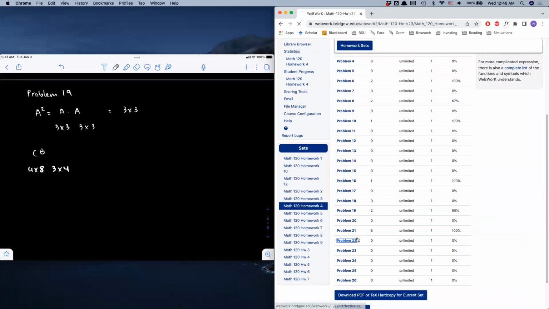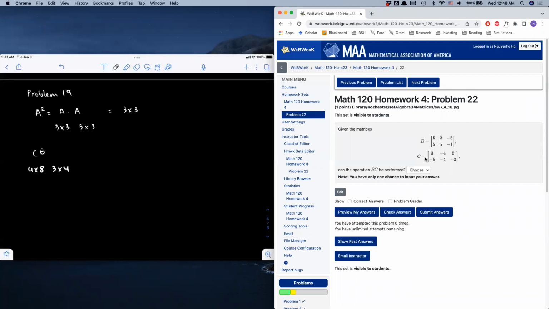Now for problem 22, is it possible to do the calculation? Again, they want you to analyze the dimensions of B, of C, and of the product B times C to see if we can actually perform the matrix multiplications here. All right, so I'm going to leave that to you.